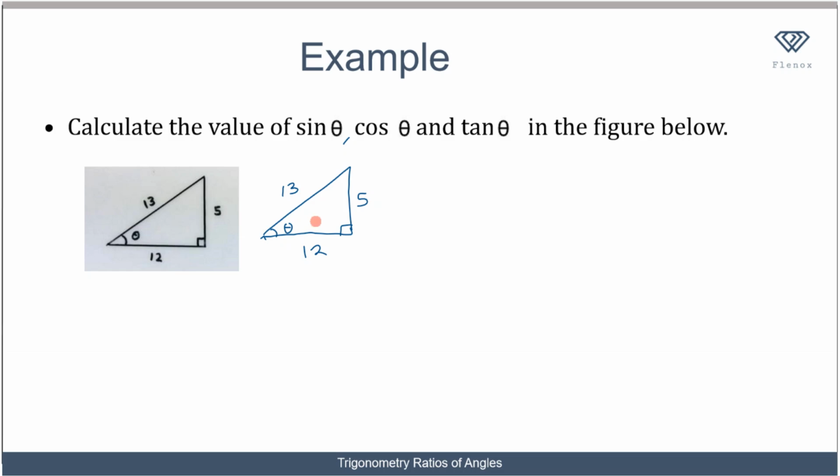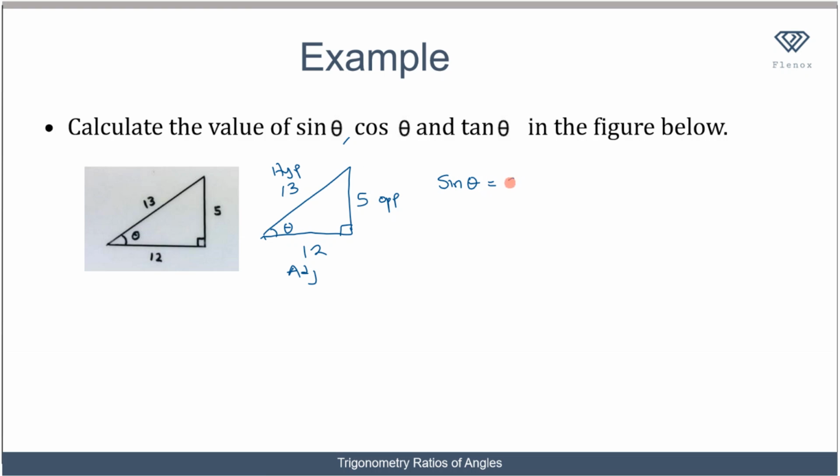The first thing you want to do is label the sides. The side opposite to the angle theta is called my what? My opposite. Then the side adjacent to the angle is called my adjacent side, and the longest side is called what? The hypotenuse. So I know that my opposite in this case is 5, my adjacent is 12, and my hypotenuse is 13.